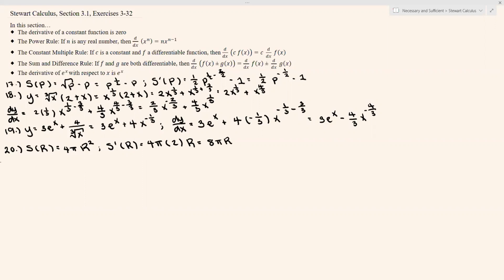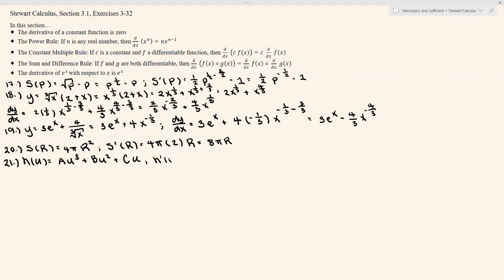Let's try problem 21. Problem 21 is h of u is equal to au cubed plus bu squared plus cu. Now notice u is our variable here, so u is what we're differentiating with respect to, and a, b, c are just constants, they're numbers. And just because we're calling them a, b, c doesn't make a difference. We're going to treat them the same as any other constant.